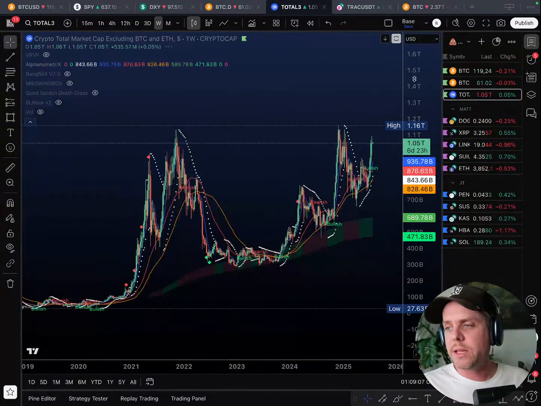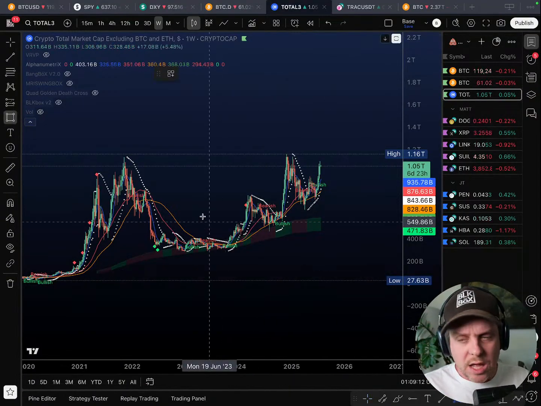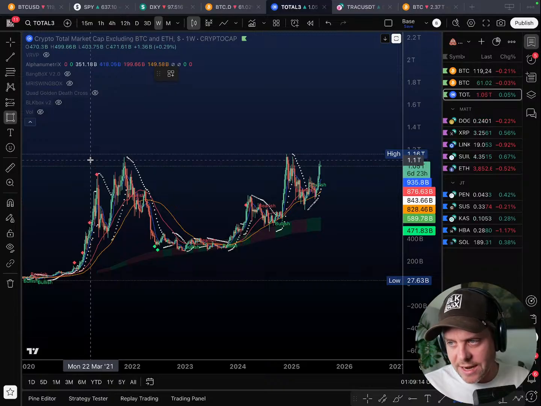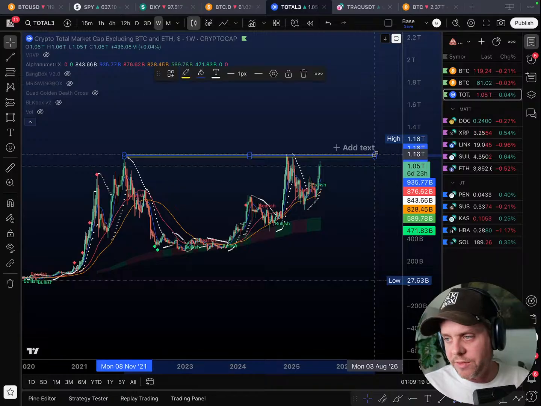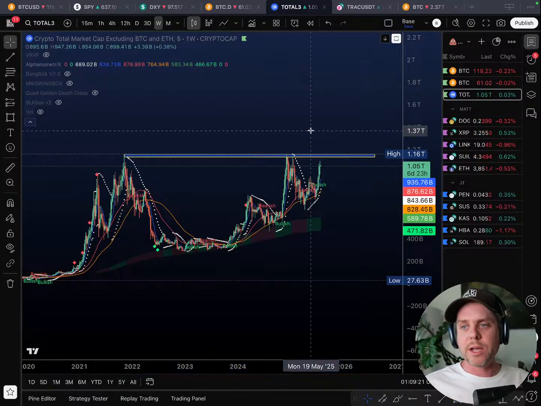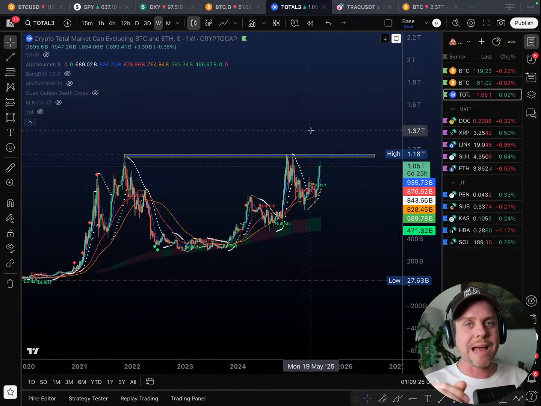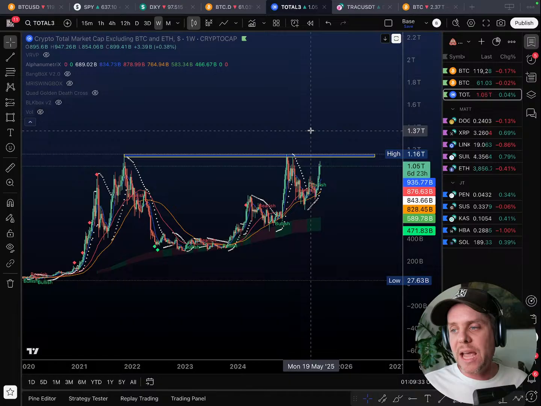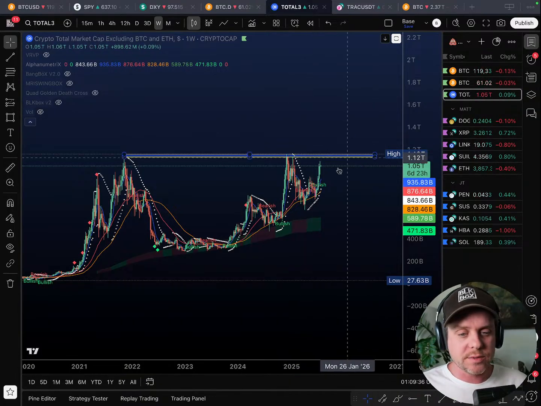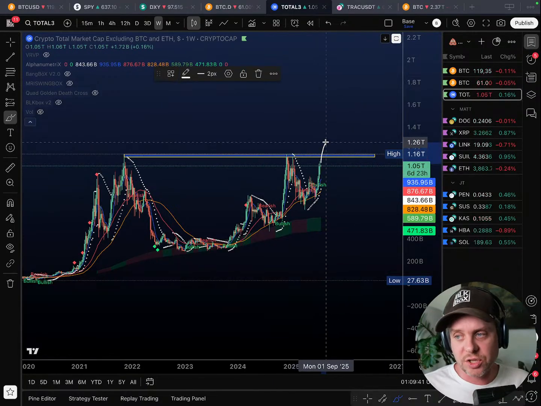Macro view here on the weekly. We're still below the all-time highs here for total. So the real acceleration and excitement is going to occur once we get above this level. This is total 3, by the way, so that is the total cryptocurrency market cap excluding Bitcoin and excluding Ethereum. So it's basically everything else. And we're still below the all-time highs here. If we can break out above that, that is a strong sign.